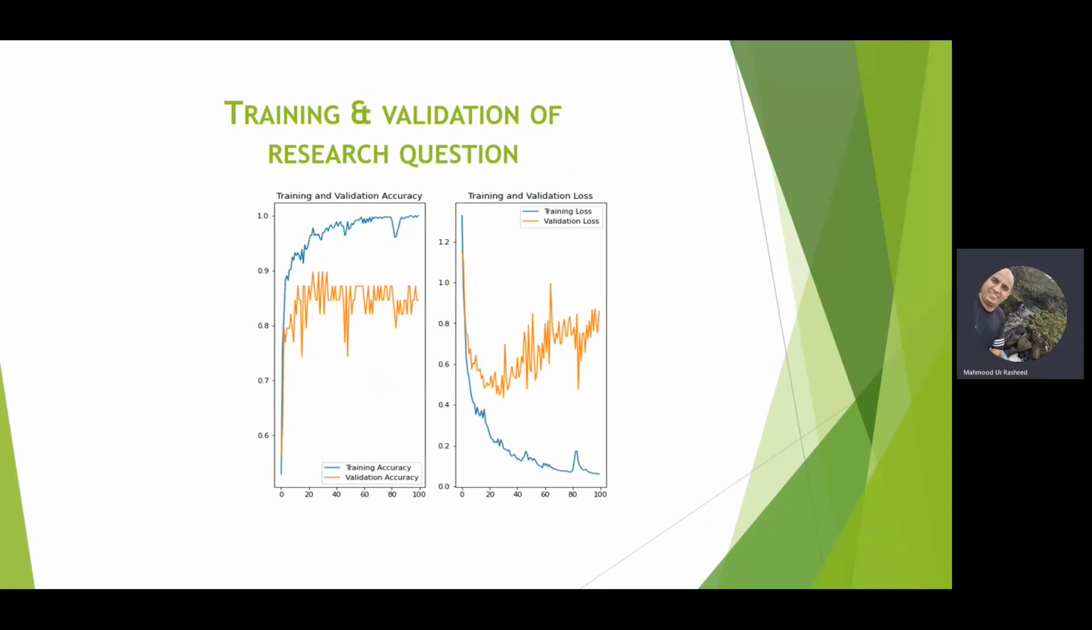Training and validation of the research question. This is the training and validation accuracy and training and validation losses of the data. In this training method, we get an accuracy of probably 95%. This is better accuracy as we channelize the model.